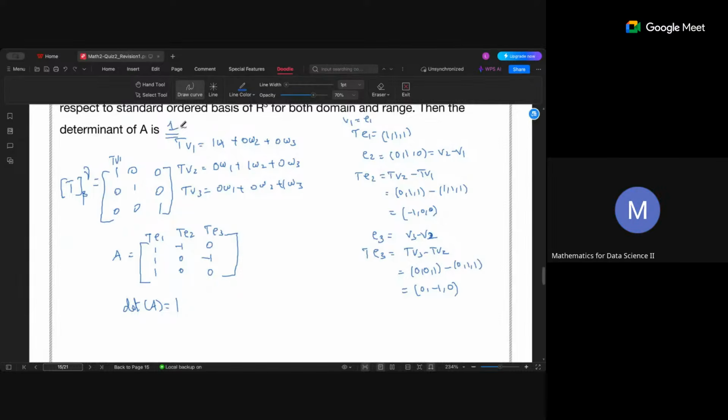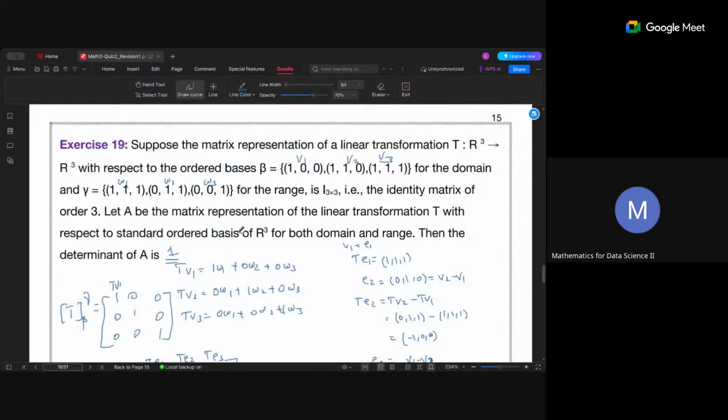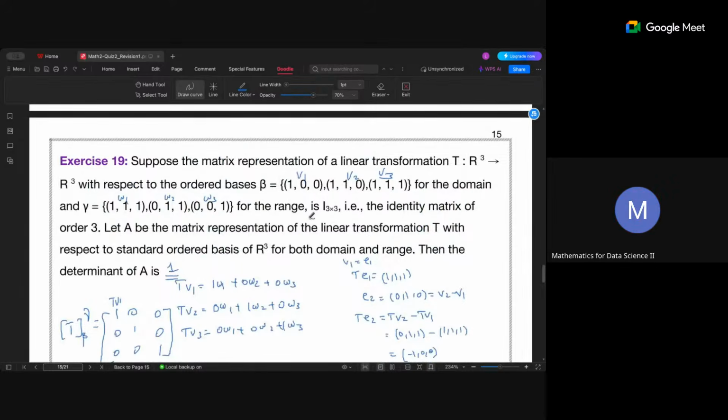Ma'am, just by chance, is there any relation between the determinant that we got in the earlier matrix and this matrix? Earlier one also, in the other basis, the given basis, it's the identity matrix, so the determinant will also be 1. No, we can say there is a relation only if both these bases are the same. But since the bases are different, we cannot say that. Yes, ma'am. Okay.